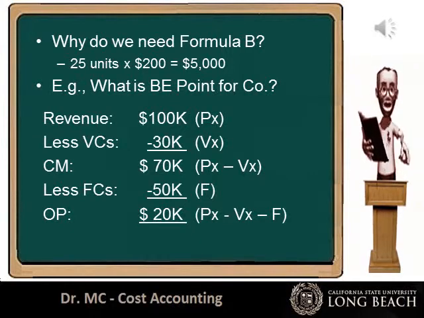Consider the following example. Assume that a company has gross sales revenue of $100,000 and total variable costs of $30,000. If you subtract the total variable costs from the gross sales, you get the contribution margin for all of the units sold, as opposed to the contribution margin for one unit. Also assume that a company has fixed costs of $50,000 and operating profits of $20,000. Can you use Formula A in this example?